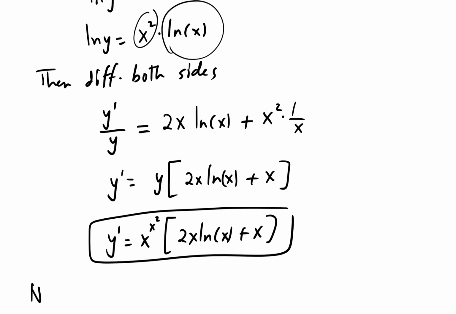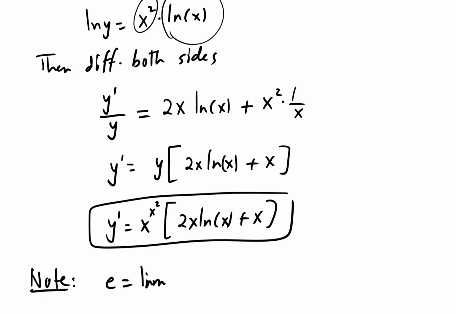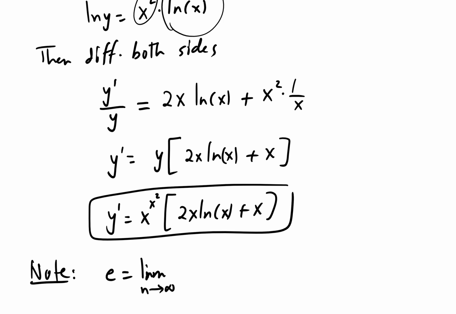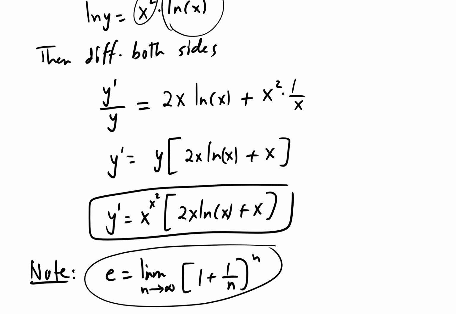Keep in mind at all times the 2.718 number e is defined as the limit as n goes to infinity of 1 plus 1 over n to the nth power. You probably need it at some point.